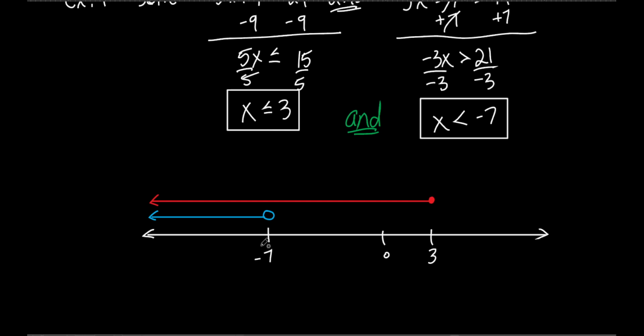So the blue does not include -7. So do we include the -7 with the red one? Is that part of the intersection? No, it's not. But it is everything where? To the left. All right. So all this stuff. See how all this is overlapping? All right, that's going to be the intersection of those two. It's where they meet up.